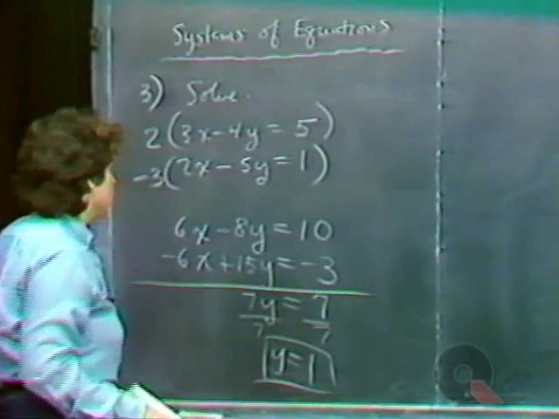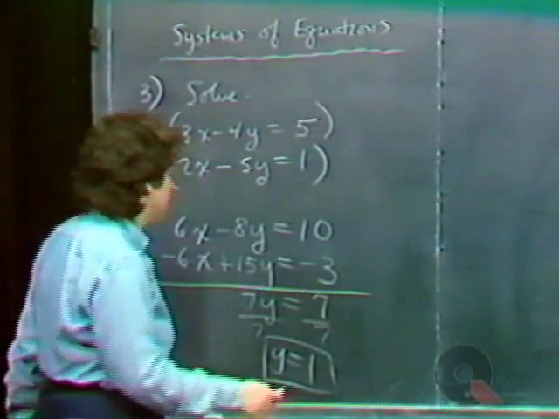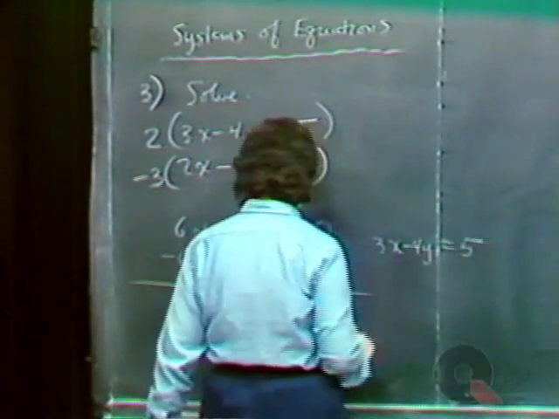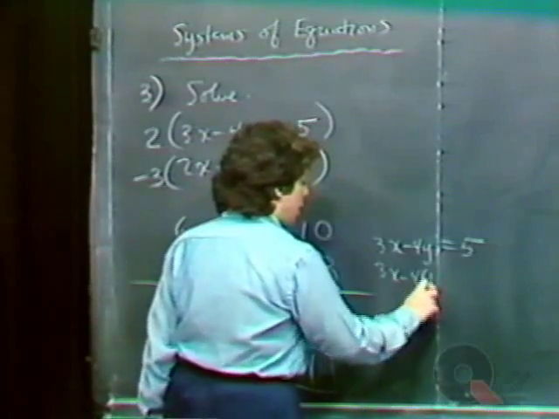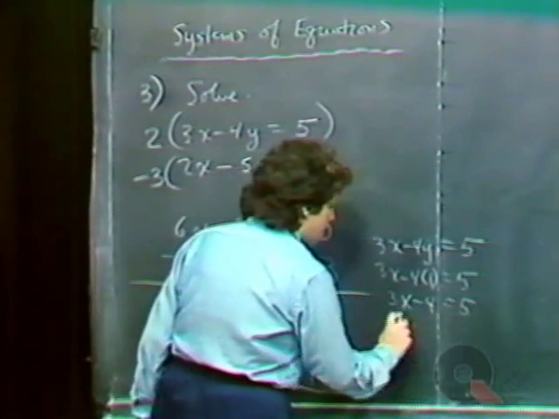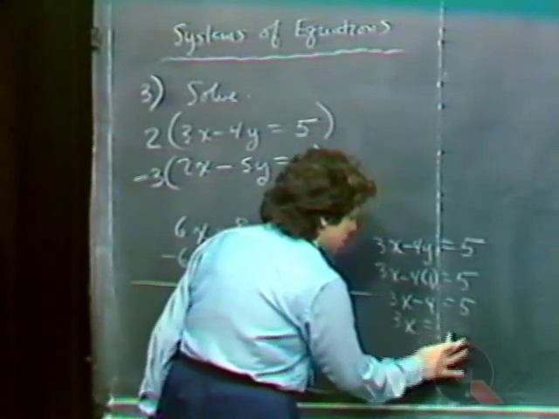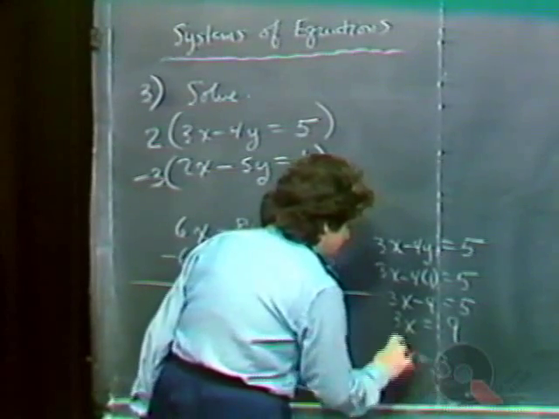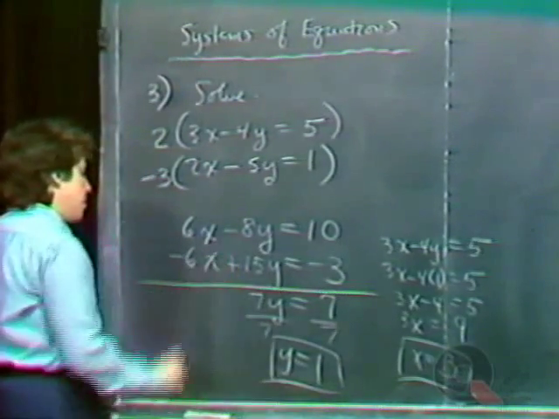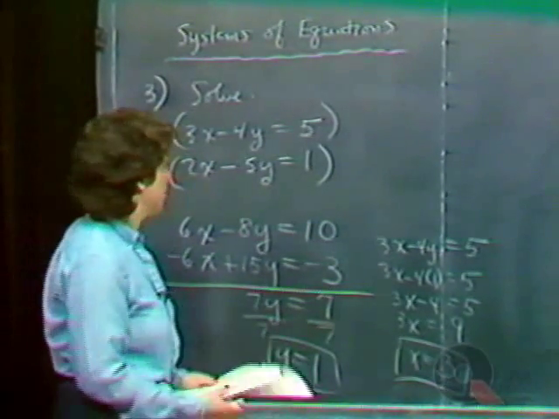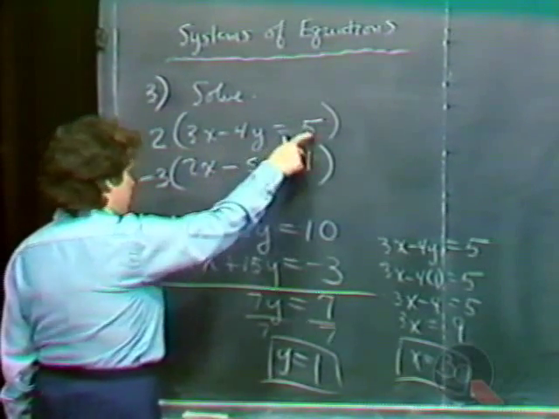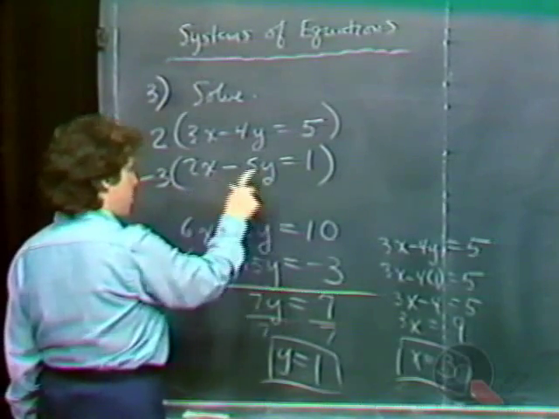And once I know y equals 1, I can substitute into either equation. Let's say I substitute into the first one, 3x minus 4y equals 5. 3x minus 4 times 1 equals 5. 3x minus 4 is 5. 3x is 9. x is 3. So I have x equals 3, y equals 1 as a solution of this system of equations. Let's check that. 3 times 3, 9, minus 4 is 5. 2 times 3, 6, minus 5 is 1.